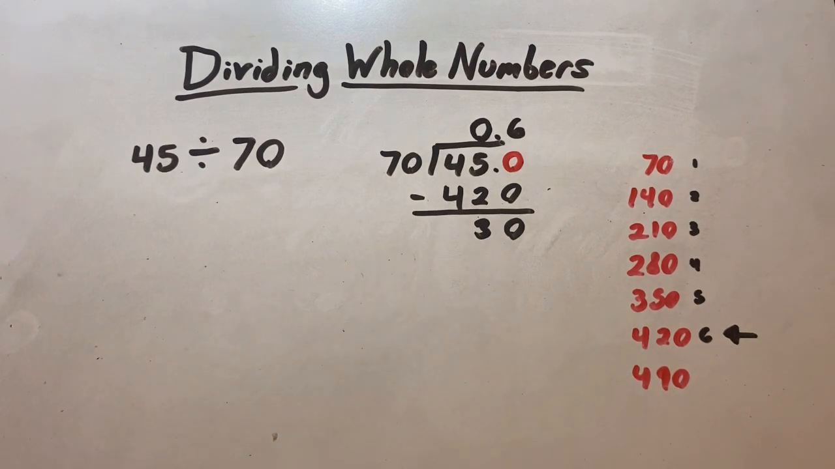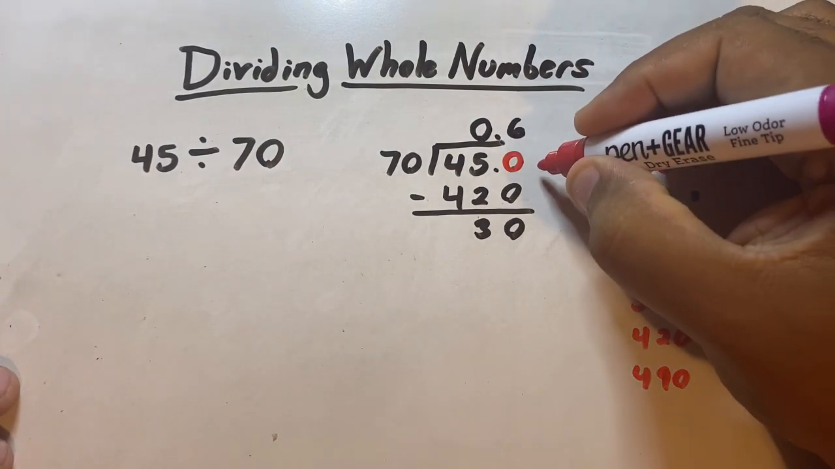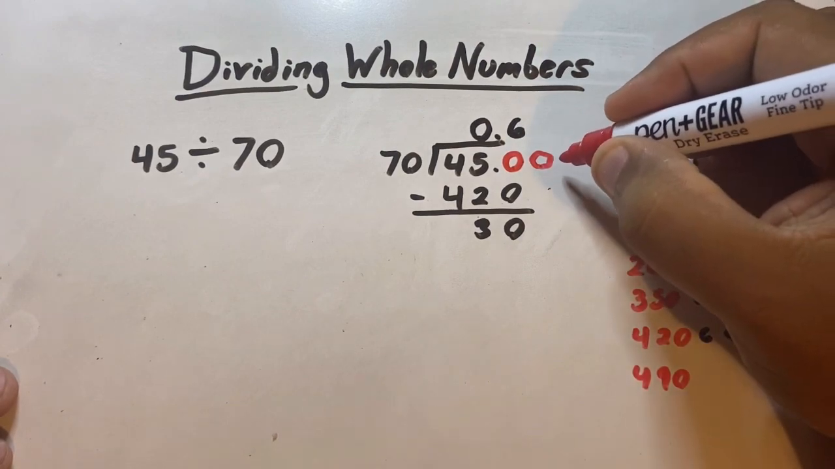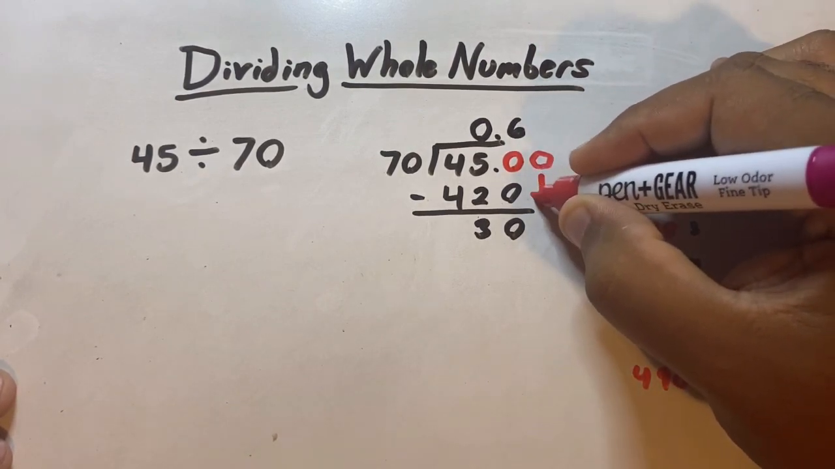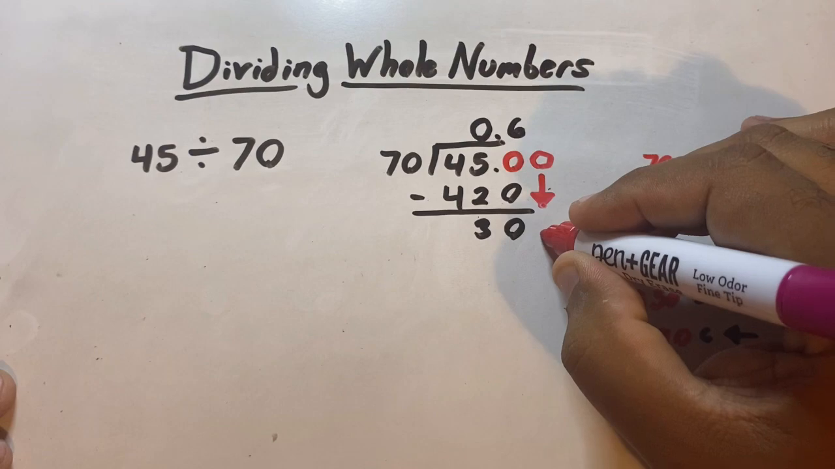But we're still not done. Remember, I want to get the second digit. And in order to do that, I need to add another 0. And what happens to this 0? Well, I bring it down. And now this 30 becomes 300.